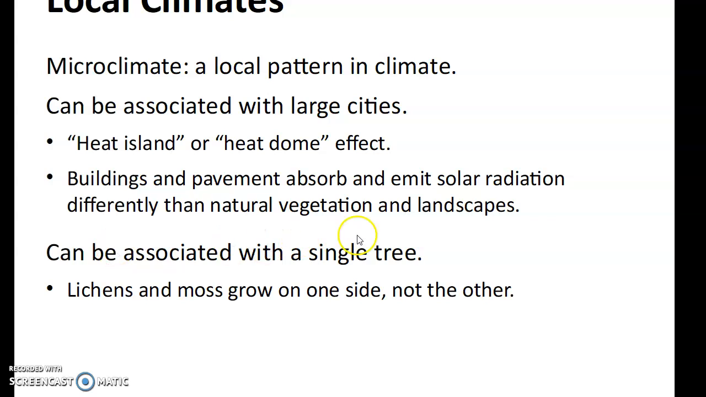Can be associated with a single tree. Lichen and moss grow on one side but not on the other. So depending upon what you want to view, the globe or a continent or a county or a district, depends upon what you are going to be calling your climate.